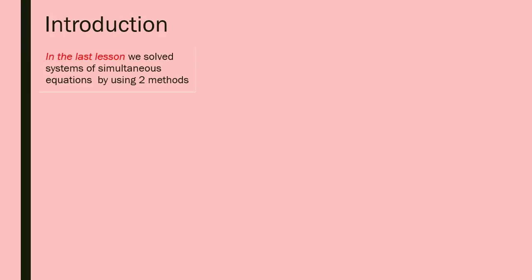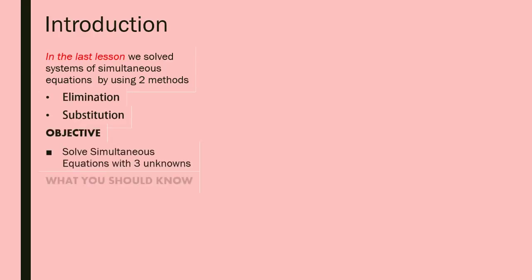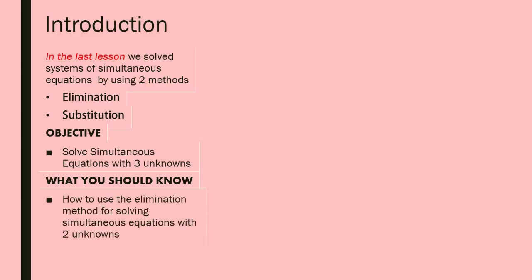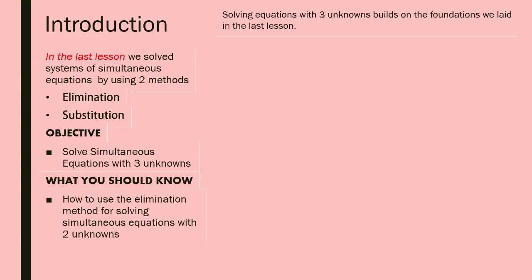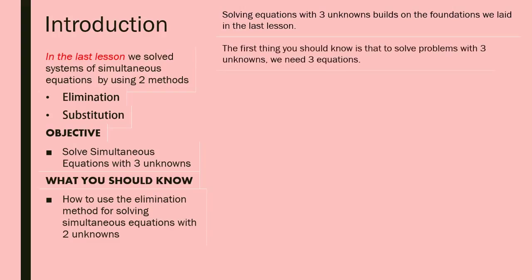Introduction. In the last lesson, we looked at systems of simultaneous equations using two methods, both the elimination and substitution, like I said. We're going to start with the three unknowns, and you should know how to use the elimination method to solve them. There are many ways to solve simultaneous equations. This certainly isn't by any means the only way, but this is the way that I'm going to teach you. Solving equations with three unknowns builds on the foundations we had beforehand. We're going to build on the way that we eliminated. First thing to know is if you've got three unknowns, you need three equations to solve it. Similarly, if you had four unknowns, you'd need four equations.